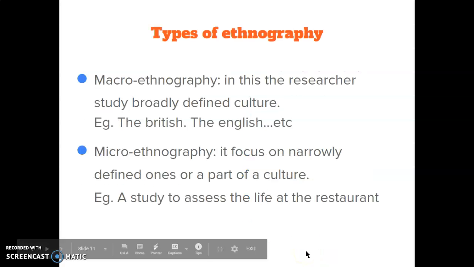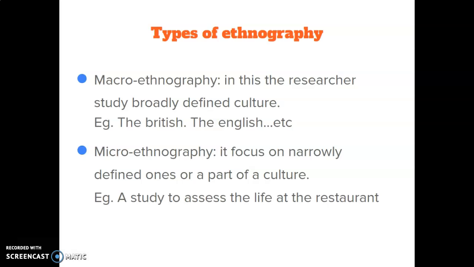Types of ethnography. There are two types of ethnography. One is macro, the other one is micro. Macro means you broadly study a very big, already well-defined culture, like Indian culture or British culture, where things are broad and need more study. We say it is macro ethnography. Micro ethnography is very narrow, one simple part of a culture or one small principle that the people follow in that cultural or tribal group. If you select that, we say it is micro ethnography.